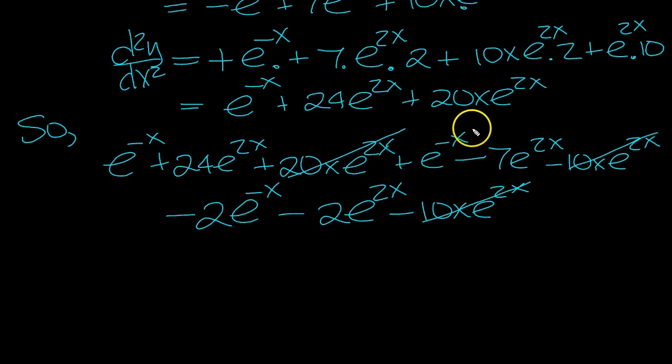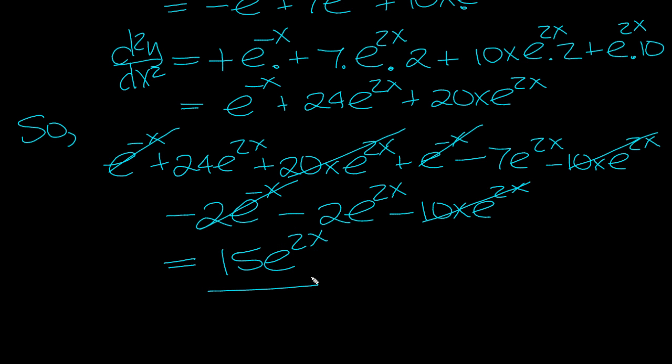Oh, we got minus 2 of them. We got that one, and that one makes 2 of them. Take away 2 of them. So we're simply left with this 24, take 7, take 2 is take 9, 24 take 9 is 15 lots of e to the 2x, which is what we wanted to show.